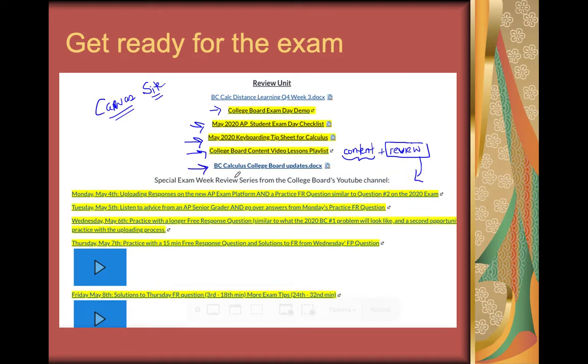This is a document that I just copied from College Board with their updates of what they were planning on doing, what was new, like there's only 2 questions. So here, these are links, again on our page, to the Monday, Tuesday, Wednesday, Thursday, and Friday videos from AP. And what's nice, some of the stuff you don't need to watch it all, but on Monday they have a practice 15-minute question, and then they go over those answers in Tuesday's video.